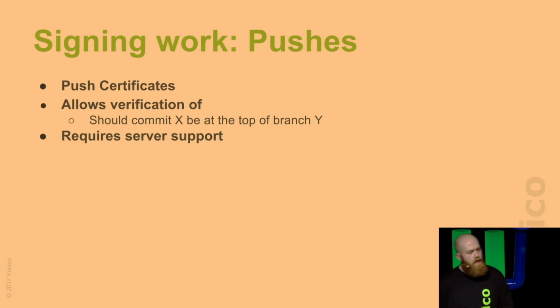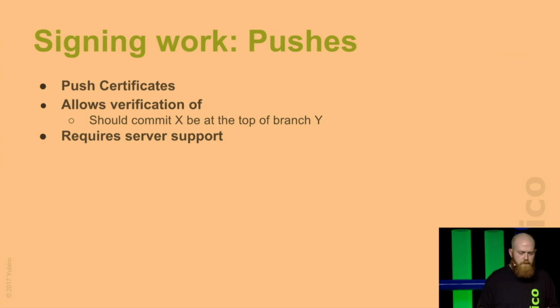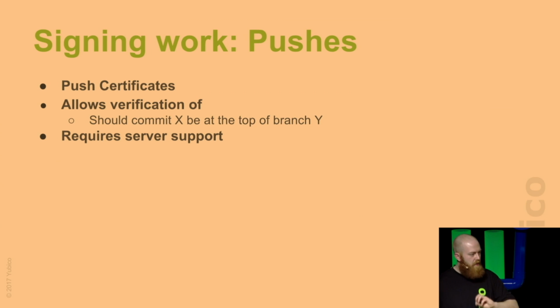There is a third thing that you can sign, which unfortunately is not widely deployed, and that's pushes, or push certificates in Git parlance. Now, with tags and commits, you can attest to the authenticity and integrity of those two things, but they tell you nothing about where they are supposed to be in the history of a particular branch. So say that I push some branch Y, there is no way for either the remote itself or even later users to know that I wanted a particular commit to be at the tip of that branch.